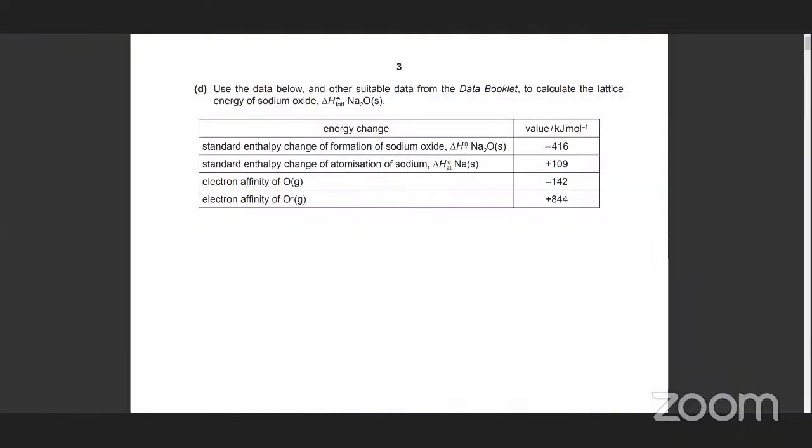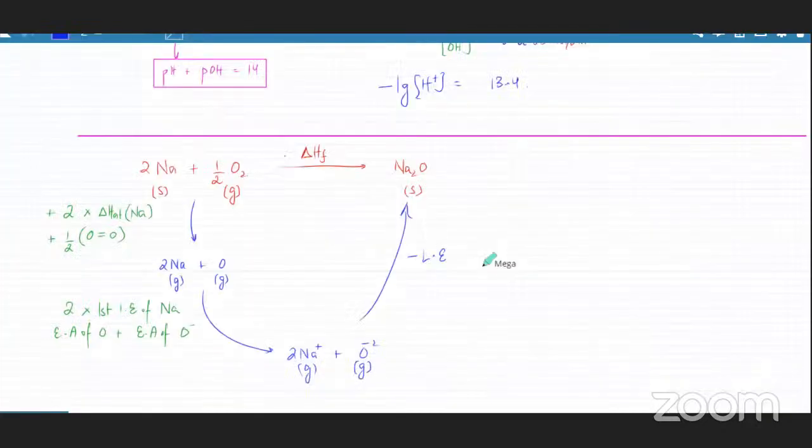Some of the values are given. Enthalpy of formation is given as minus 416. Remember, nowhere did he say you have to draw the Born-Haber cycle. So if they're not asking you to draw the Born-Haber cycle, you can sort of combine steps: atomize, ionize, and get the ions together to form the ionic lattice.